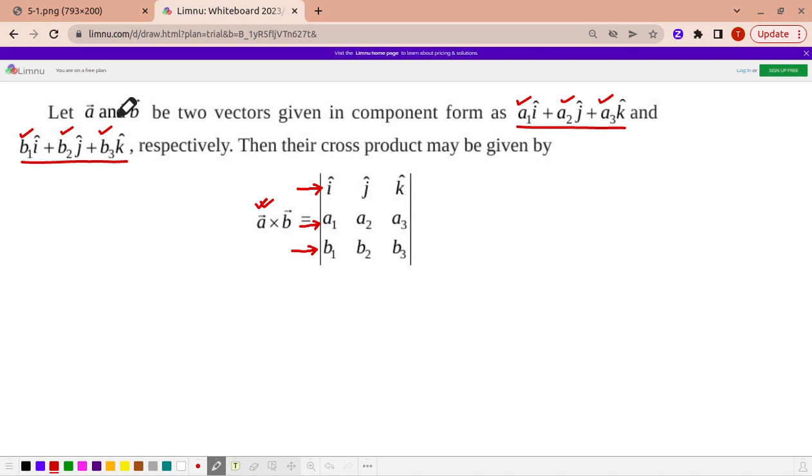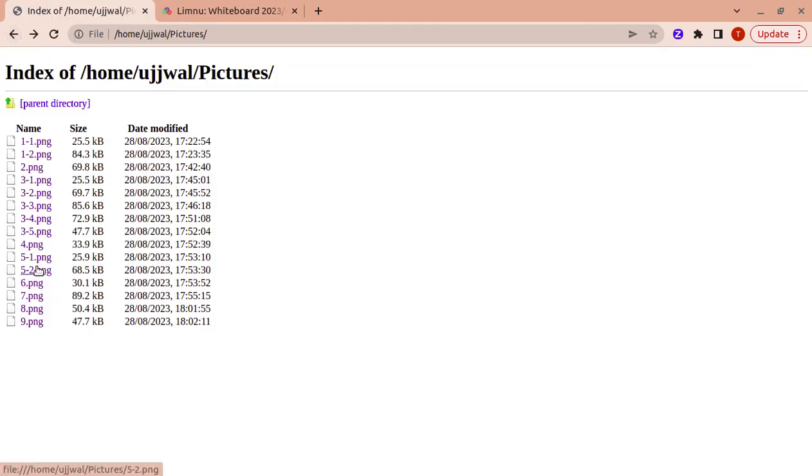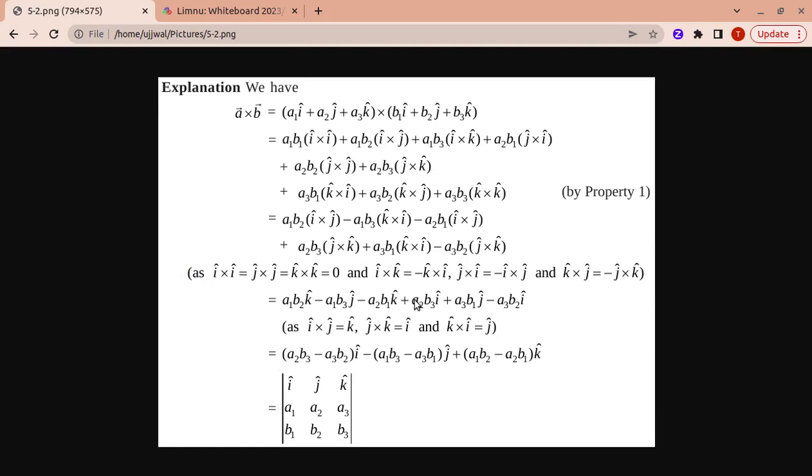So what is A cross B? A cross B is equal to i cap, j cap, k cap, the first row. Second row is A1, A2, A3. Third row is B1, B2, B3, where the vector A is represented as A1 i cap plus A2 j cap plus A3 k cap, and vector B is represented as B1 i cap plus B2 j cap plus B3 k cap. Okay, let me explain how this is actually derived.